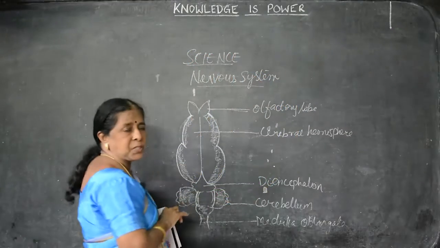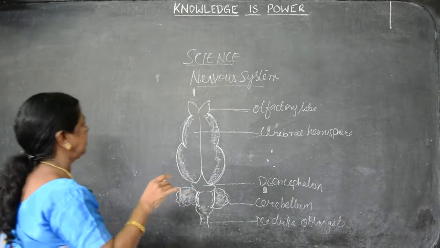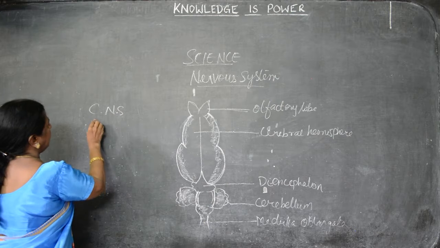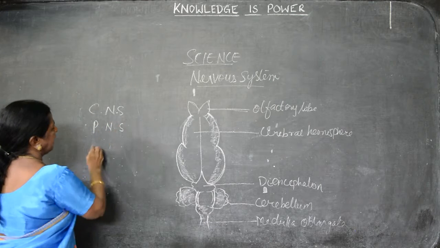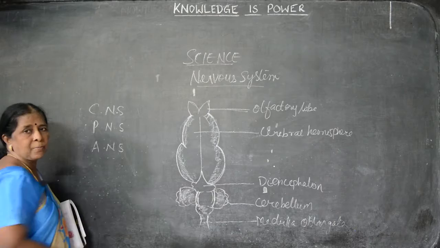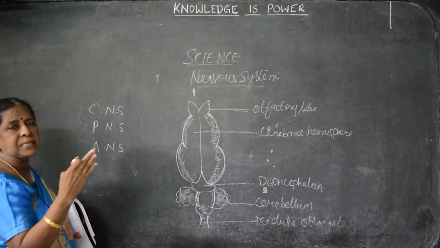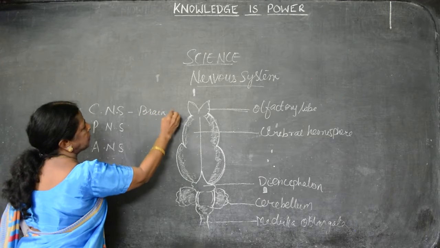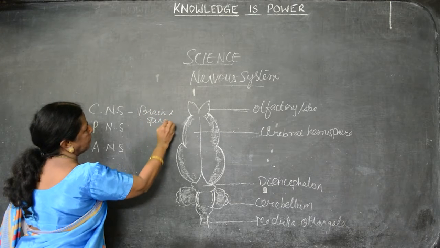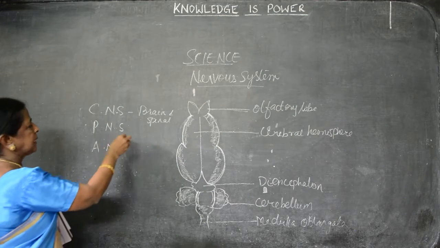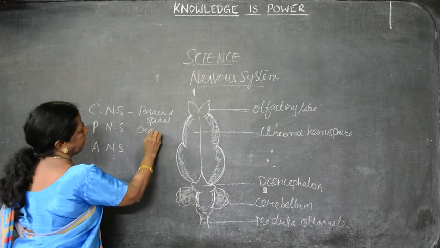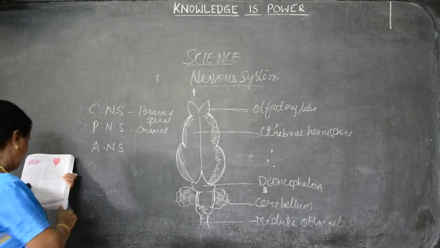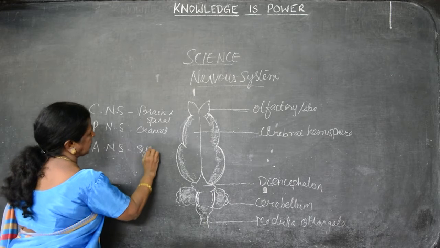Now we have to say nervous system of rabbit. So nervous system consists of three parts, that is central nervous system, peripheral nervous system and autonomous nervous system. Central nervous system, on seeing the name itself we know it consists of brain and spinal cord. And peripheral nervous system, it consists of cranial nerves. And autonomous nervous system, it consists of sympathetic and parasympathetic nerves.